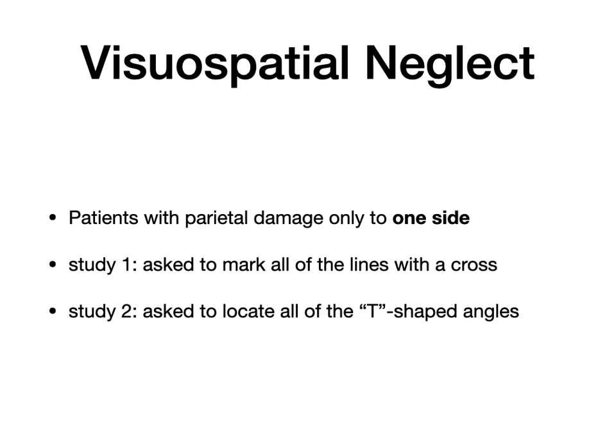Patients who have damage to only one side exhibit this really strange activity. So in the first study, they're asked to mark all the lines with a cross. And in the second study that we'll talk about here very briefly, they're asked to just locate all the T-shaped angles. Regardless of the task, the idea is that you present them with a field of objects and they recognize it. Oh yeah, there's a field of objects. There's a bunch of stuff there. And they can understand certain things about it.